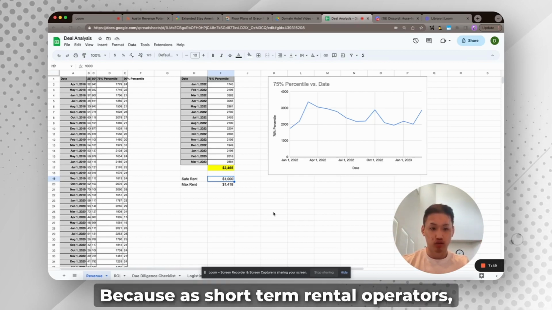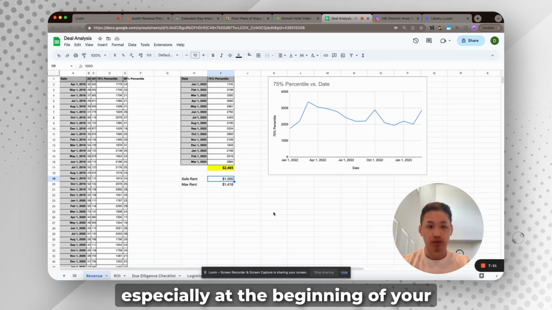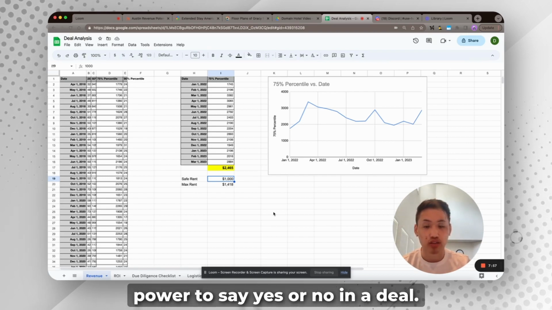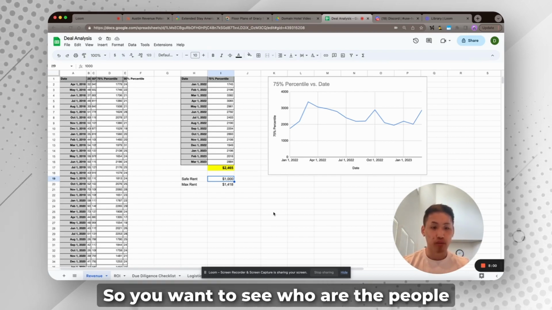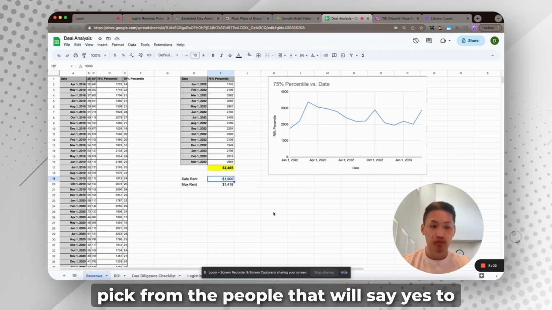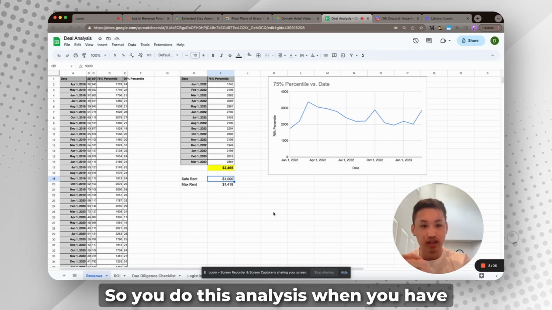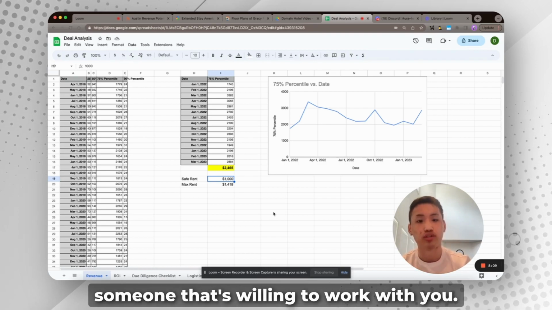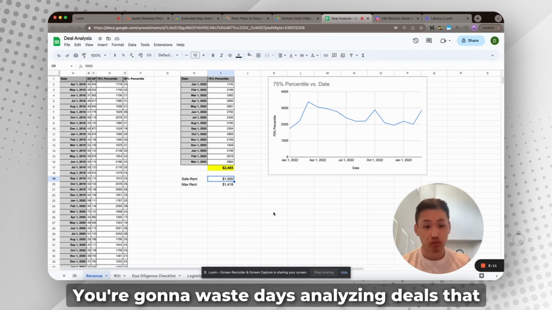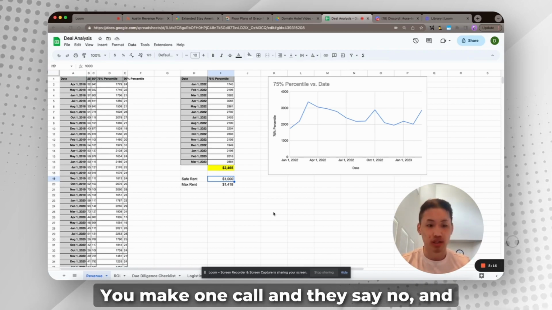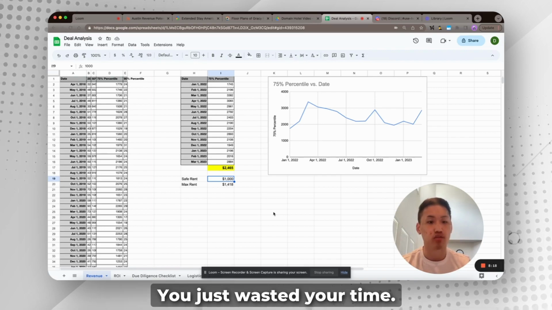It doesn't matter whether or not you would take it, right? Because as short-term rental operators, especially at the beginning of your journey, you don't really have the leverage or the power to say yes or no to deals, right? So you want to see who are the people that will actually say yes to you, and then pick from the people that will say yes to you, and then actually do the specific deal analysis. So you do this analysis when you have someone that's willing to work with you. Otherwise, you're going to waste time. You're going to waste days analyzing deals that won't even come into fruition. You make one call and they say no, and you spend 2 hours analyzing the deal. You just wasted your time.